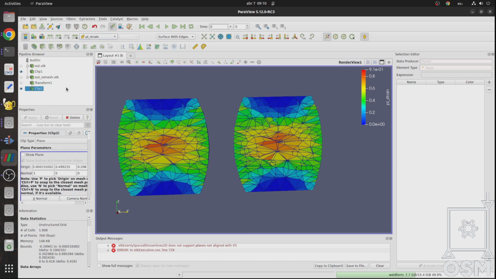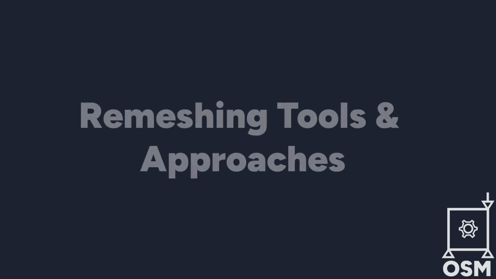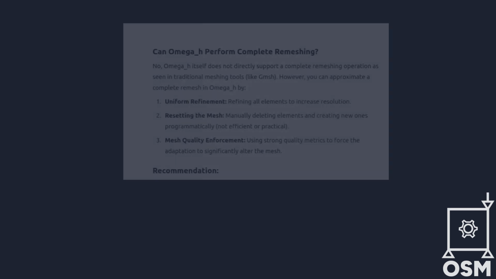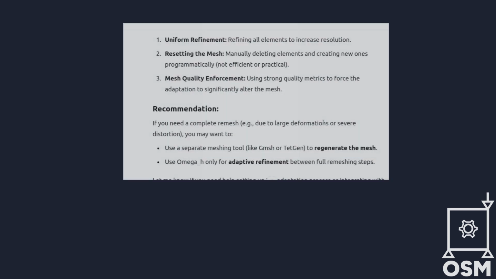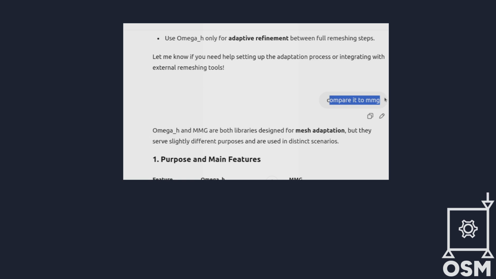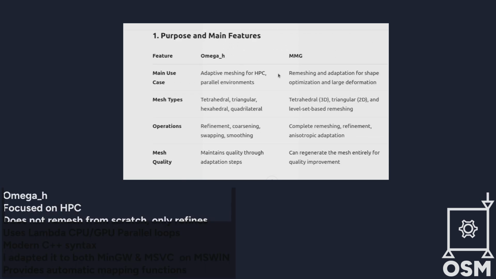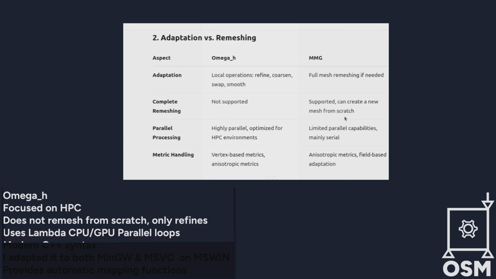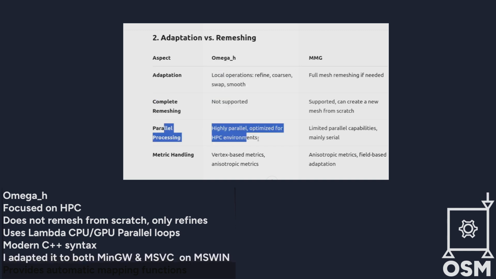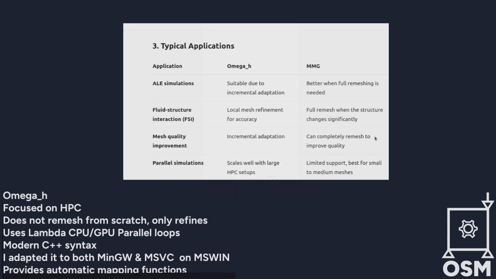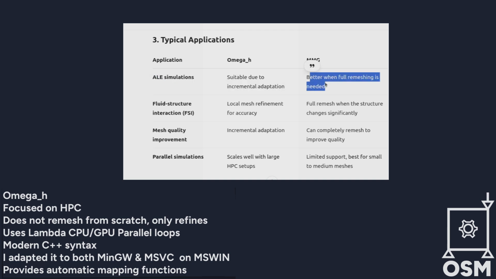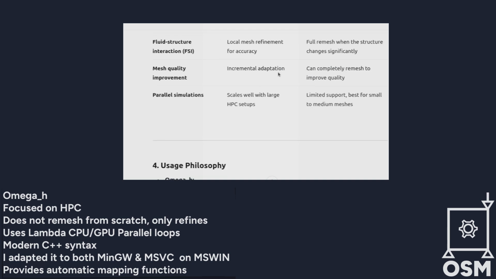If you're working with mesh adaptation, two powerful tools are Omega h and MMG, but they serve different purposes. Omega h is designed for high performance in-memory mesh adaptation. It supports parallel refinement and coarsening, works with scalar or tensor metrics, and preserves mesh topology when possible, making it perfect for incremental adaptive remeshing during simulations like ALE or contact.